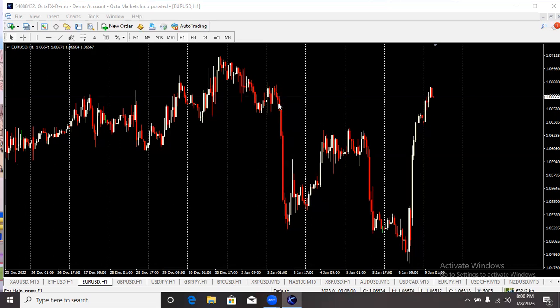Look at it. It keeps on forming, forming. Look at this. This is an indecision candle. Small body, long wick. You understand? And it keeps on. So do you understand?